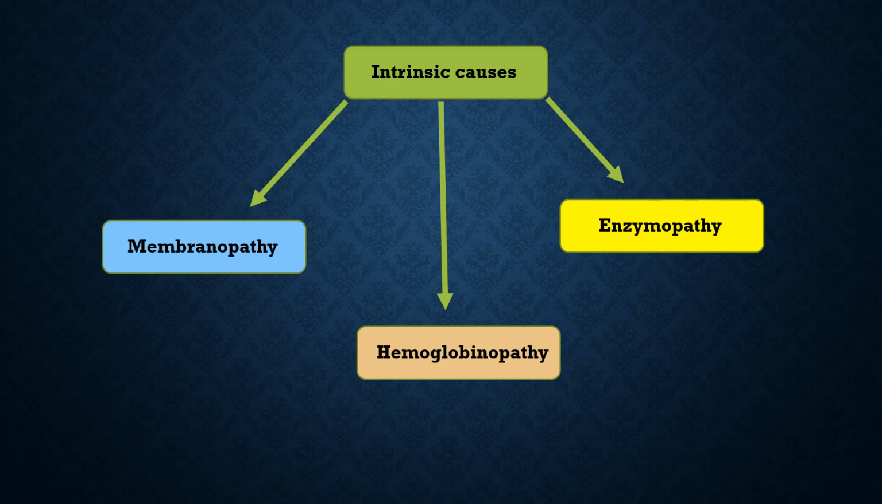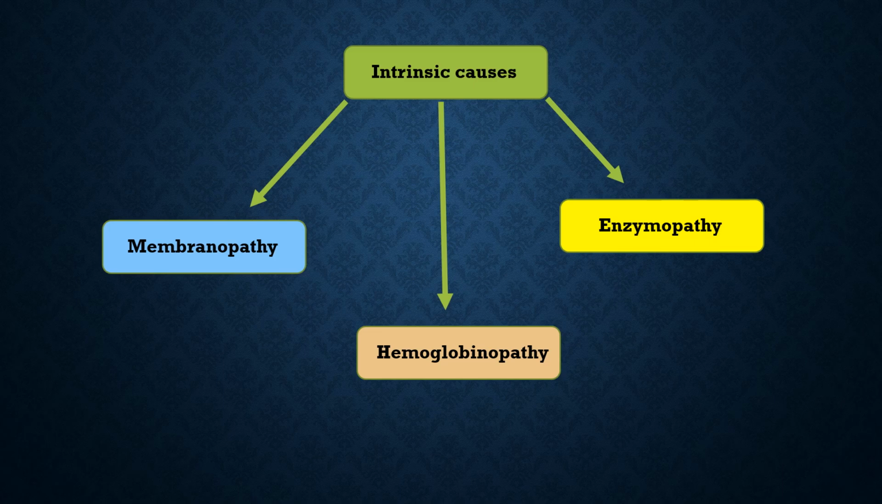So, if there is any membranal disease of the RBC, it will cause the lifespan to be short. We all know that the lifespan of the RBC is 120 days. It will be shortened, and there will be early removal of RBC from the general circulation. So, there will be shortage of RBC in the general circulation.